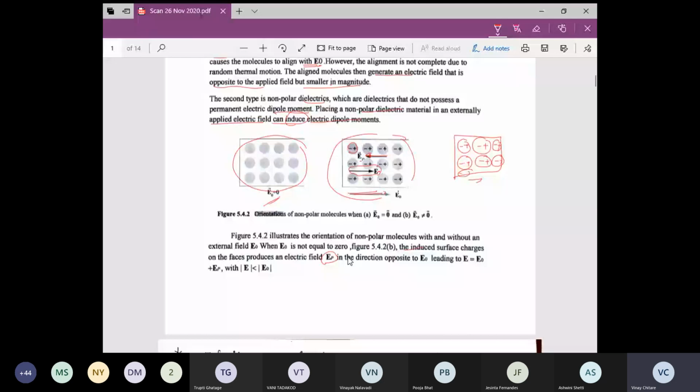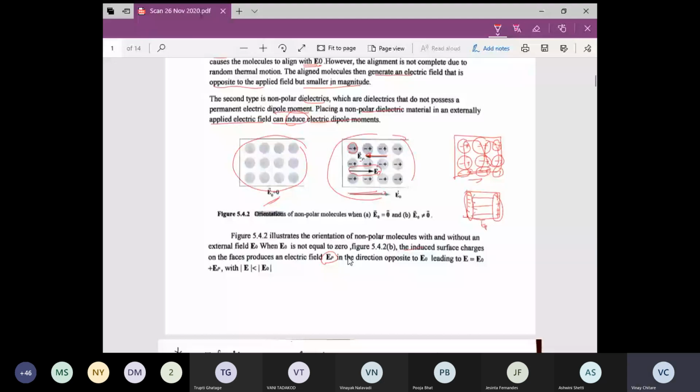So what I could say is that there is some cancellation in the interior, this plus and this minus, this plus and this minus. As a net effect, you have a negative charge at this side of the surface and a positive charge at this side of the surface, and this produces an electric field which I'm going to call EP.